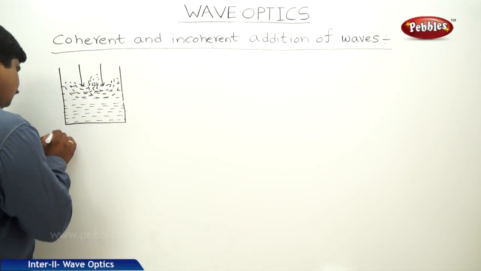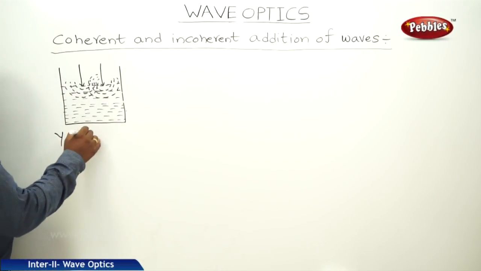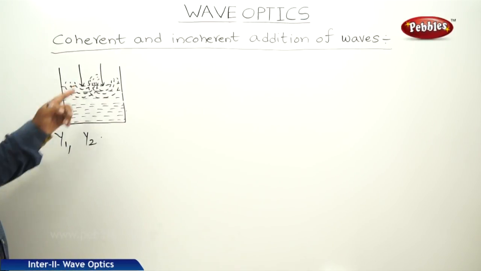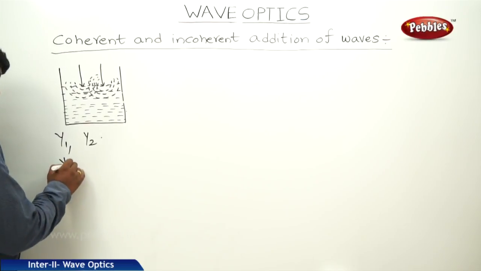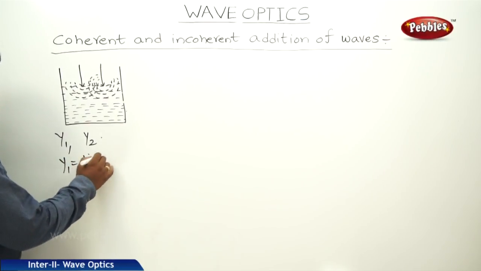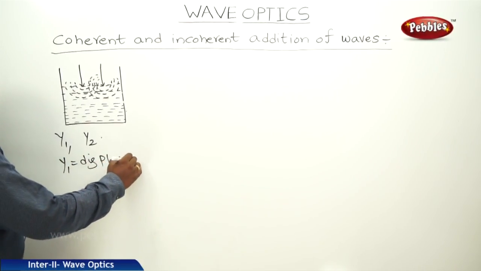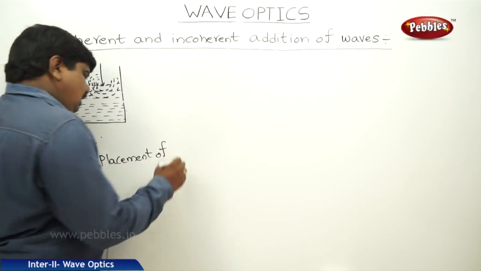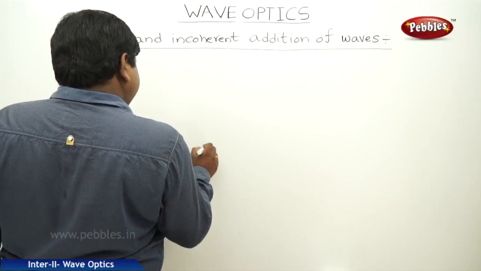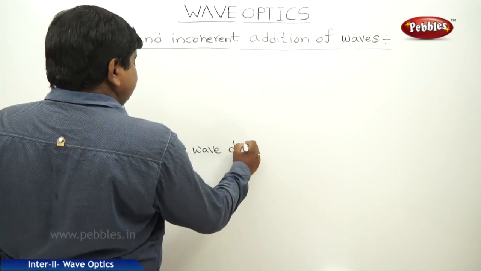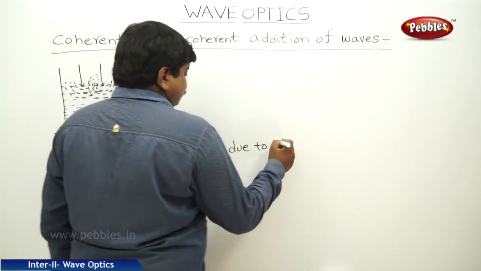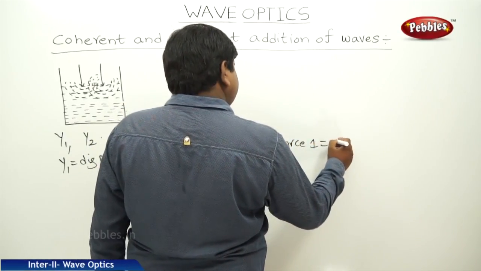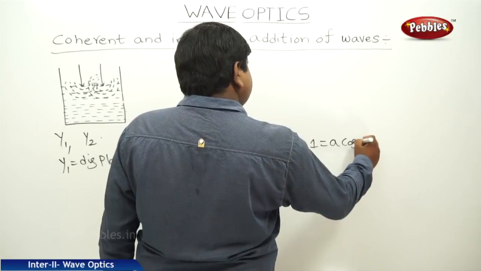So source 1 is said to be y1 and source 2 y2. The displacement of the wave due to source 1, y1, is said to be A cos omega t.